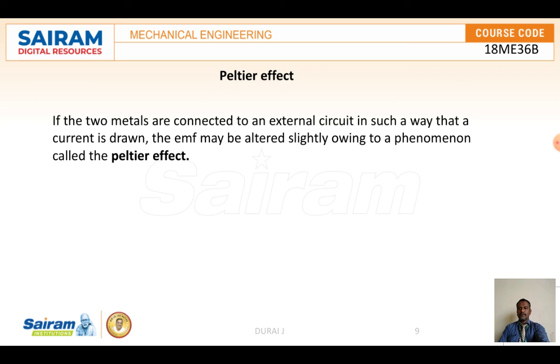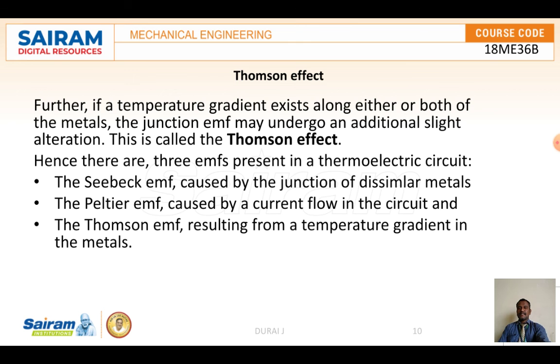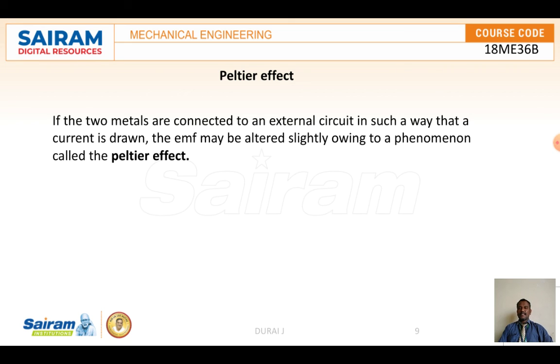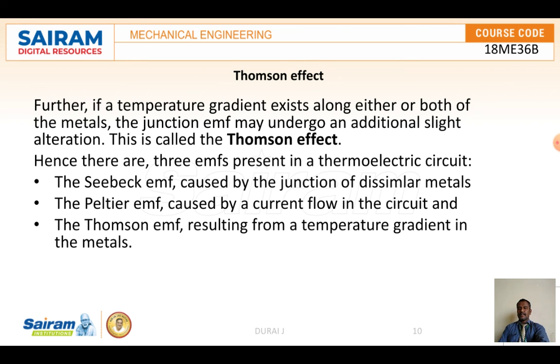Then comes the next one, the Peltier effect. When two metals are connected to an external circuit in such a way that current is drawn, the EMF may be altered slightly owing to this phenomenon, called the Peltier effect. Then comes the Thomson effect. Here, temperature gradients exist along either or both of the metals, and the junction EMF may undergo additional alteration. This is called the Thomson effect.